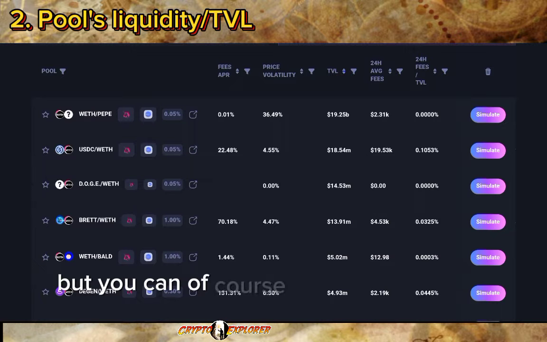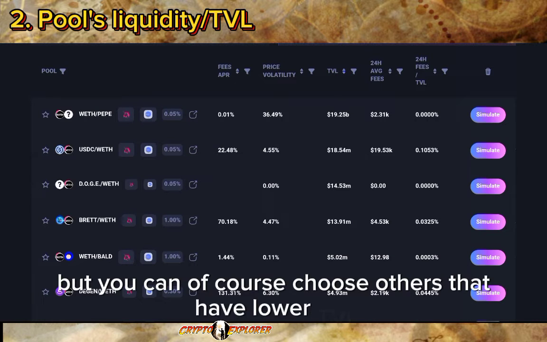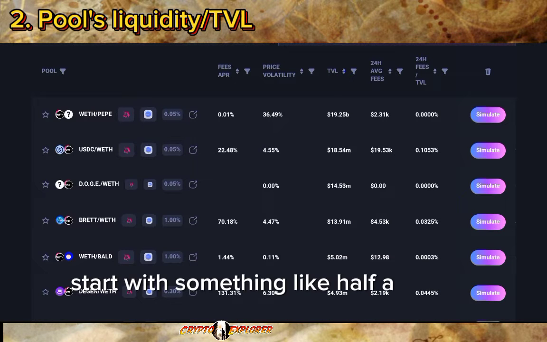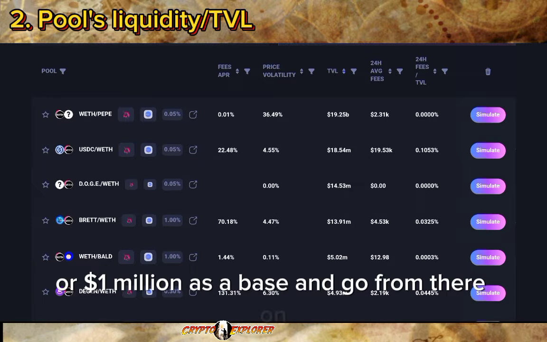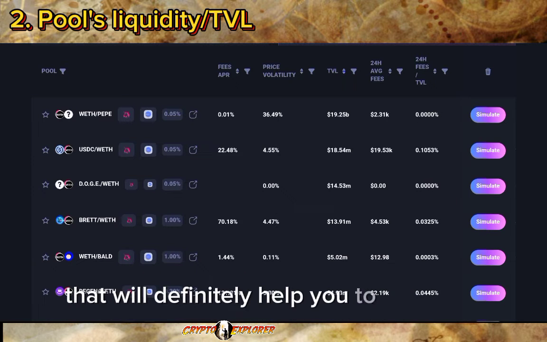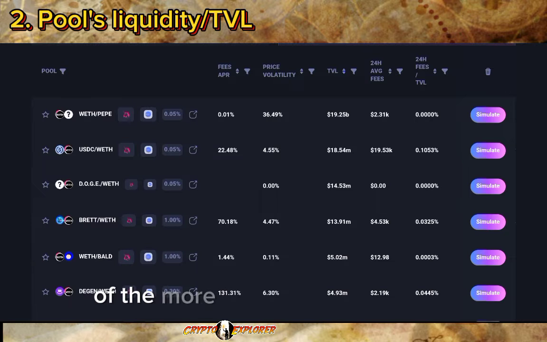This would be a very reliable pool for anyone to provide liquidity in, actually. But you can of course choose others that have lower TVL. Start with something like $500,000 or $1 million as a base and go from there. That will definitely help you filter out a lot of the riskier pools out there, which are mainly meme coin pools or other lower market cap pools. So liquidity is a very important factor.